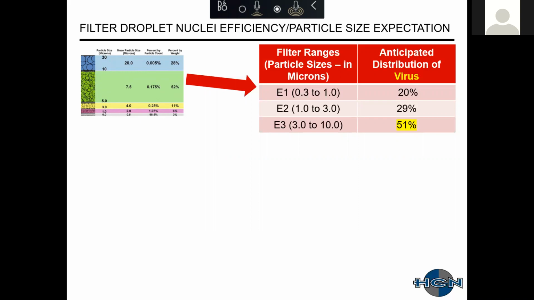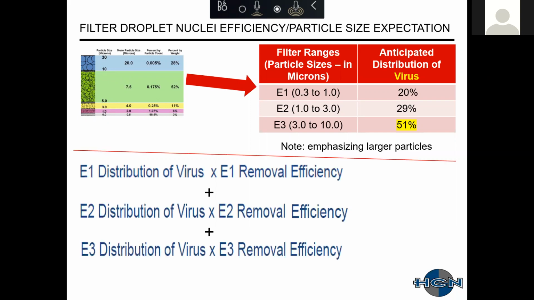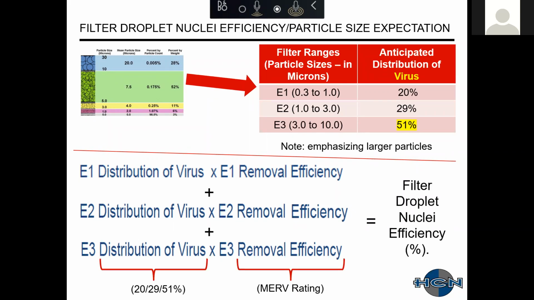Just want to highlight, once again, these are the E1, E2, E3 that we talked about before. And once again, they're saying that 50% of the virus particles are present on a particle that's 3 to 10 microns in size. So how do they calculate your nuclei efficiency? They're taking your E1 particles times your efficiency, and then basically applying the different MERV rating efficiencies for the three different sizes versus your particle distribution up above.